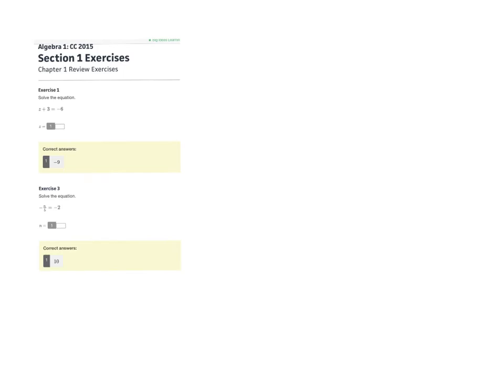Alright guys, so here are the solutions for the Chapter 1 test review. We're going to start with number 1. I've got z plus 3 is equal to negative 6. And so we need to isolate this variable. Got to get that by itself. So we're going to do the inverse of adding 3. And the inverse of adding 3 is subtracting 3. So we should get z equals negative 9.